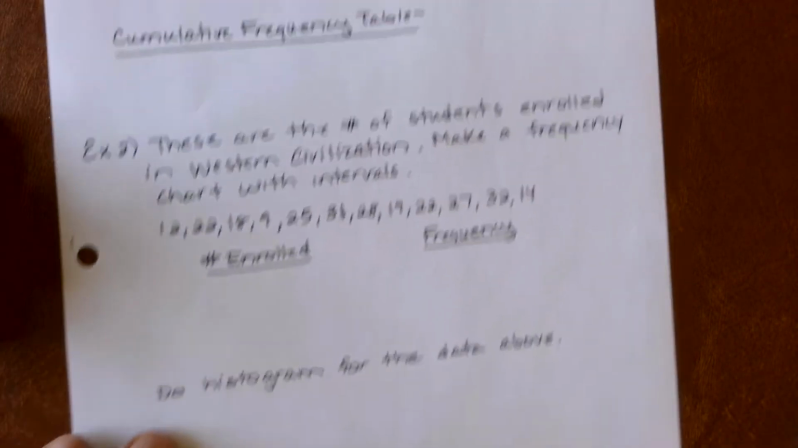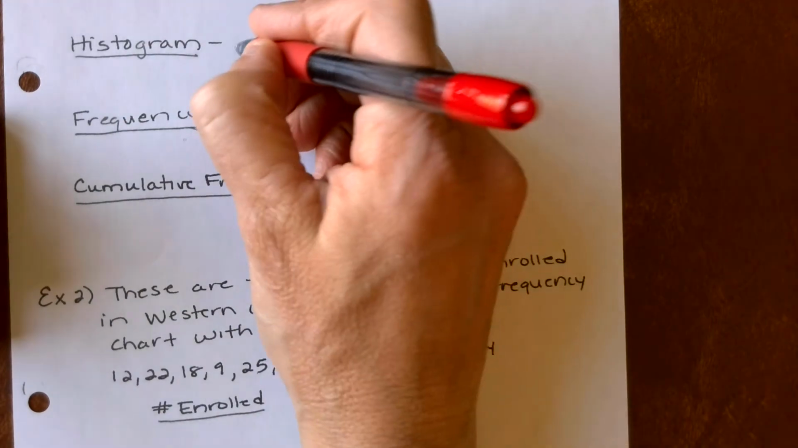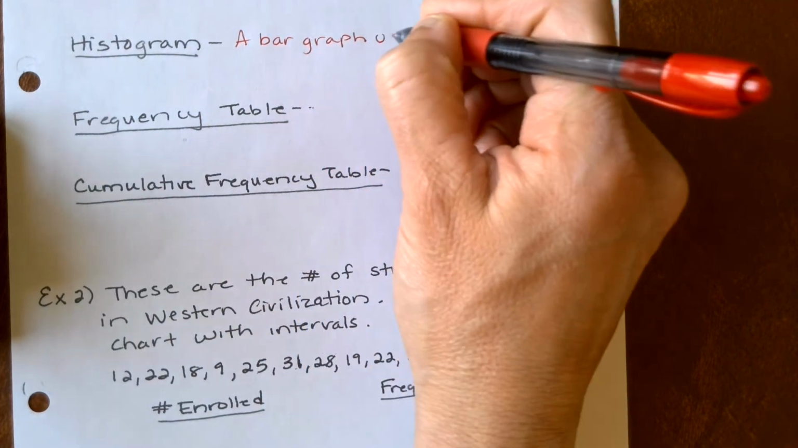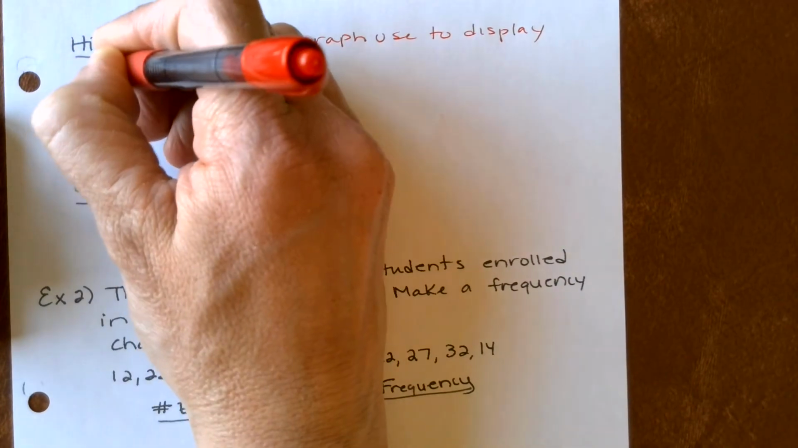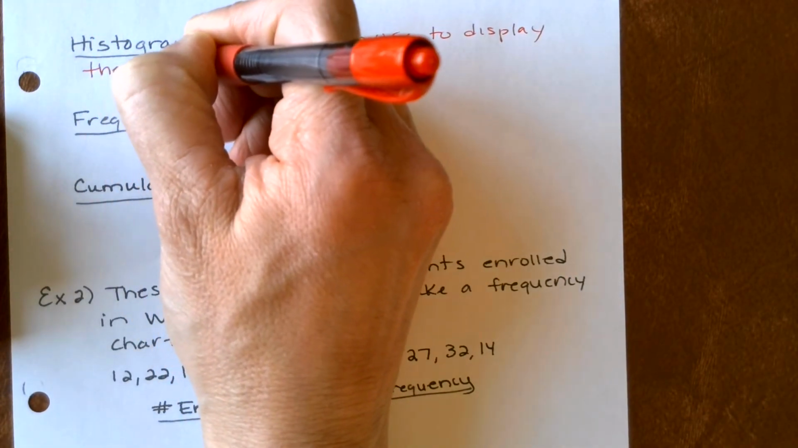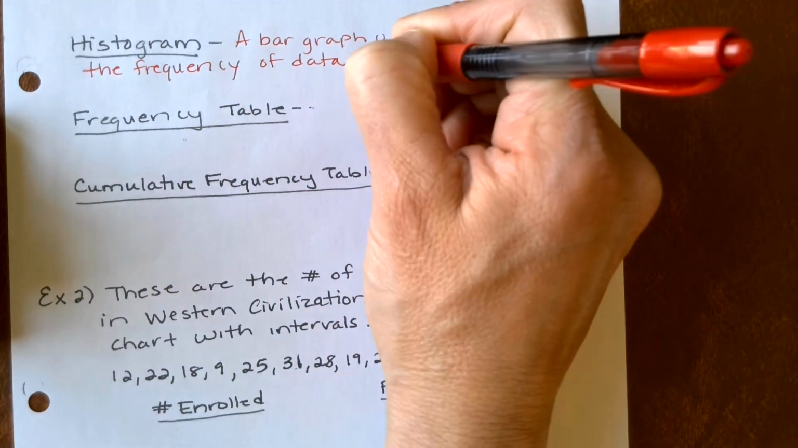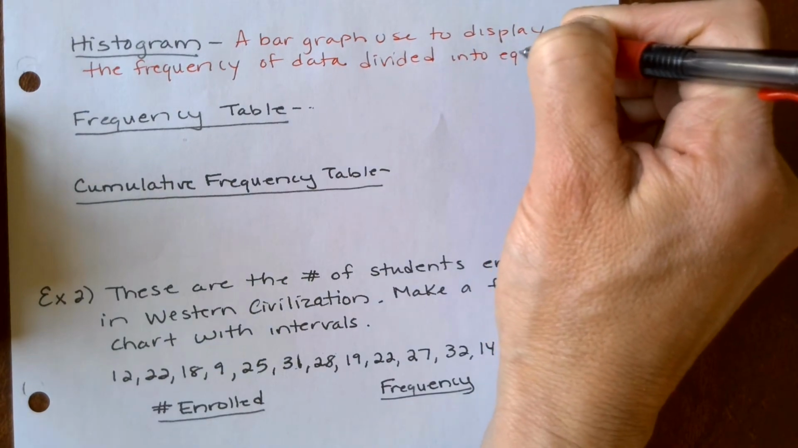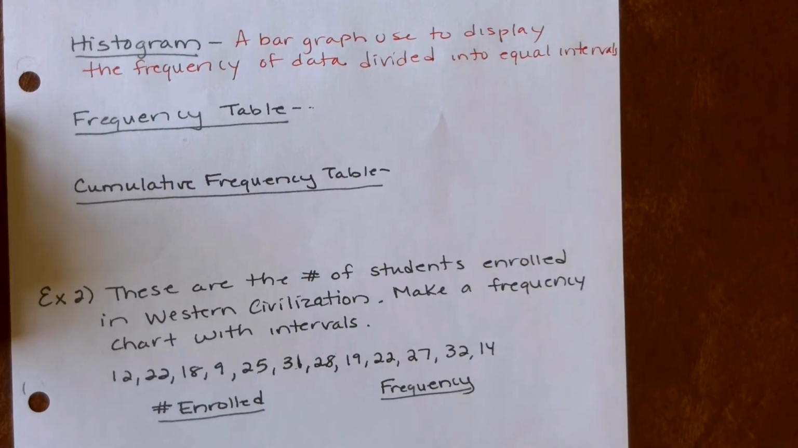All right, now we're going to look at a histogram. So a histogram is a bar graph used to display the frequency of data divided into equal intervals. Okay, there's a couple things I want to mention in that.